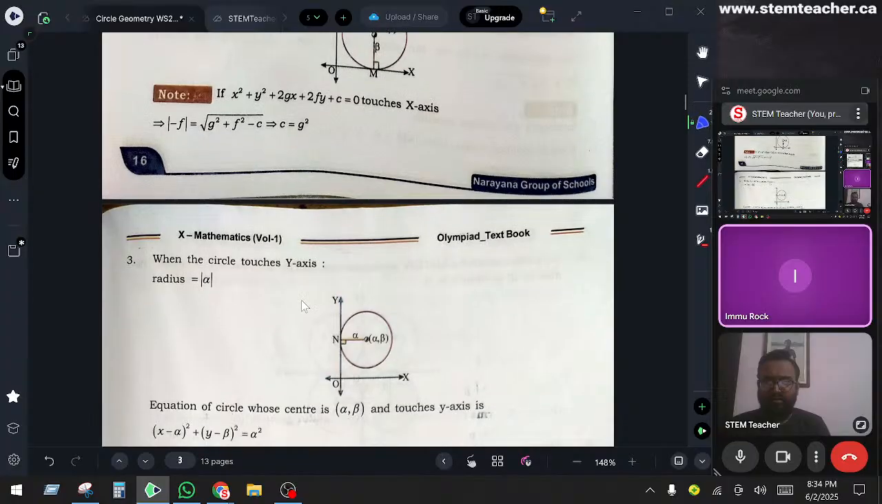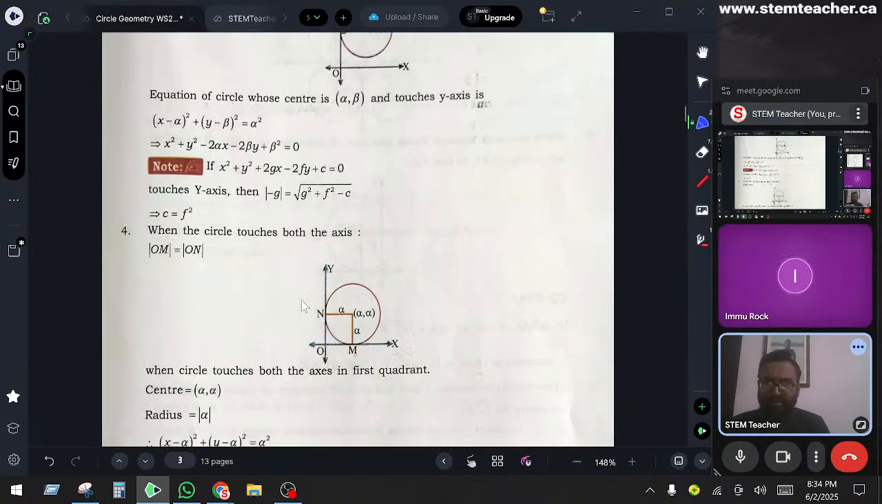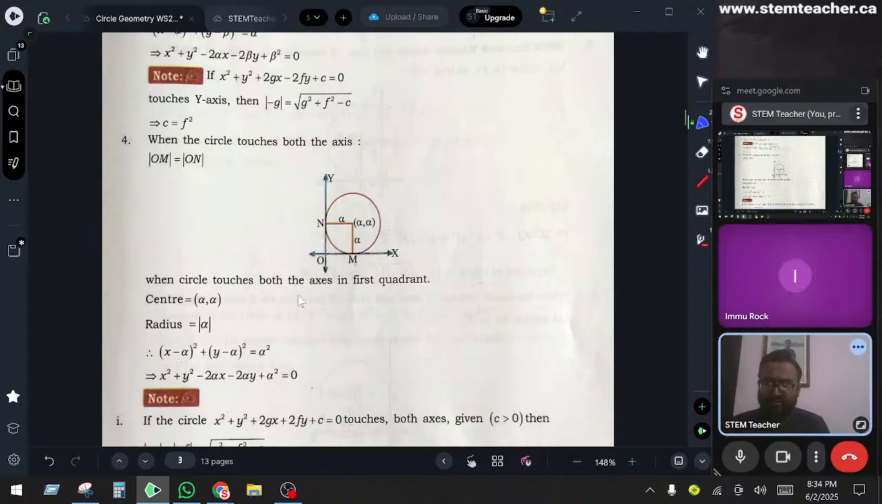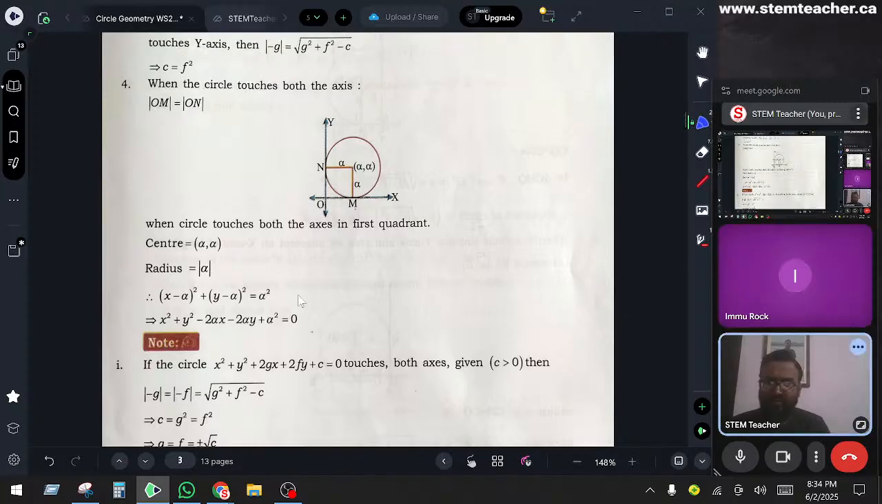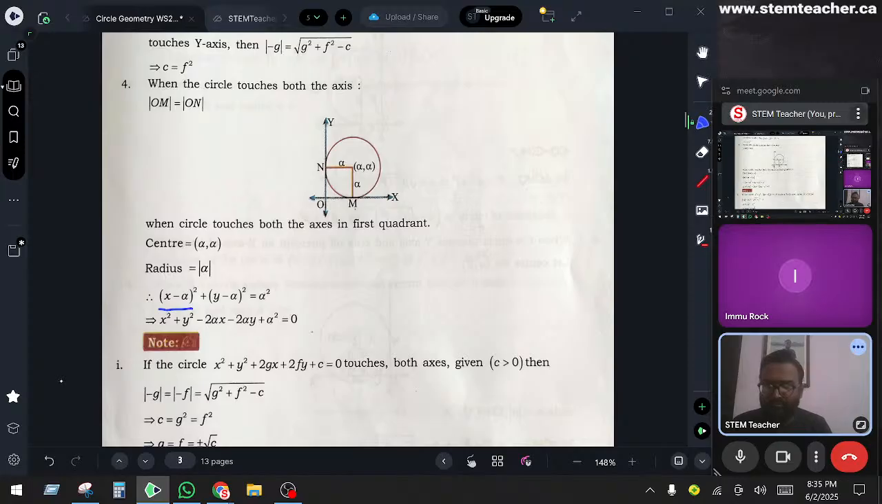One is c is equals to g square. Another one is c is equals to f square. If it touches, radius is equals to alpha, where alpha is the radius. If it touches, x square plus y square minus 2 alpha x minus 2 alpha y. Please note this, write down this point. इस point को लिखो.